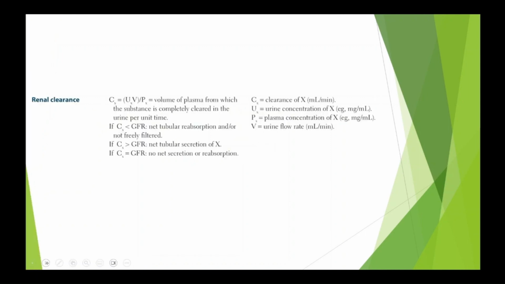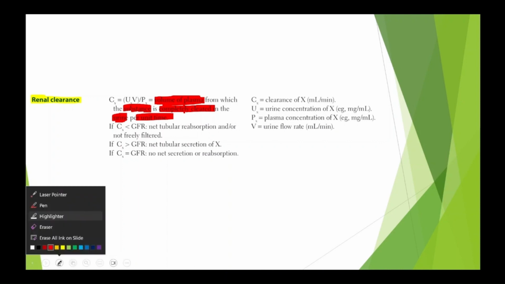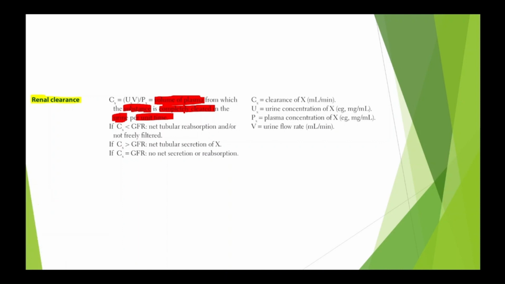So, starting with the definition of the renal clearance, the definition says that the renal clearance is the volume of plasma from which a substance is completely cleared in the urine per unit time. Now, by understanding this definition, we will be able to find the clearance in simple mathematical calculations, even without memorizing the actual formula for the clearance. How is that possible?